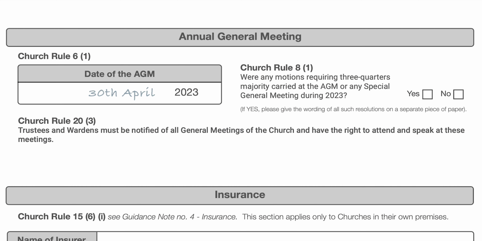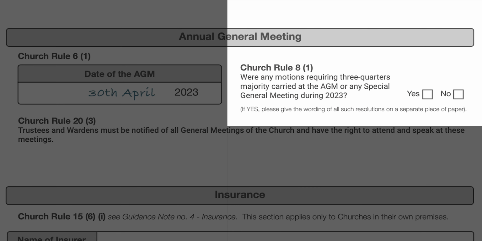The next section simply tells us about your annual general meeting, and it's simply the date of when your next annual general meeting is. Also, were any motions requiring a 3/4 majority carried at the AGM or any special meeting during that year? Again, if the answer is yes, just simply tick the box marked yes. If it's no, simply tick the box marked no.